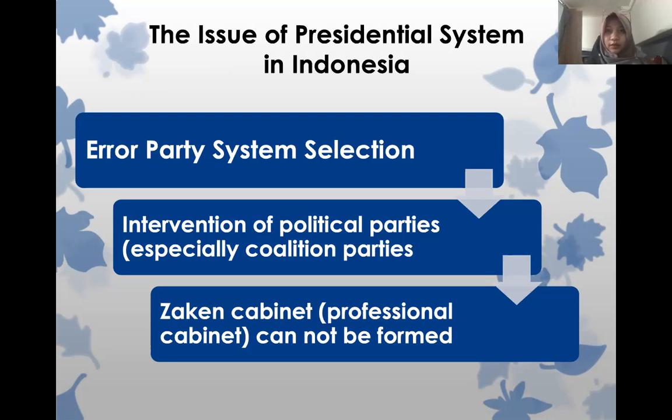As you know, in Germany there is a separation between politics and the bureaucracy. So political parties cannot interfere with the bureaucracy, because they only have a coordination line. But in Indonesia, political parties can directly interfere with the government or the bureaucracy. And then why can the Zaken cabinet, or professional cabinet, not be formed? We can see it in the second slide.